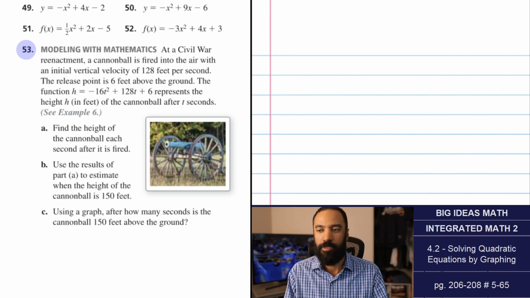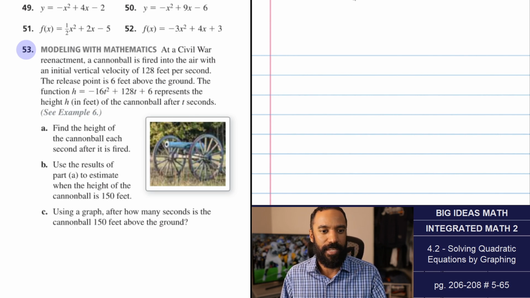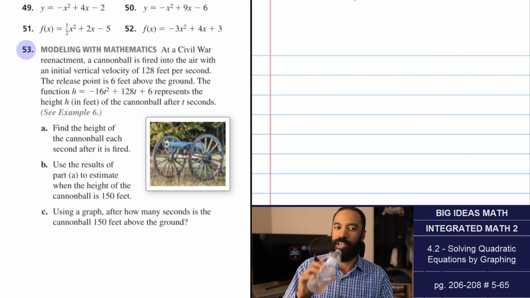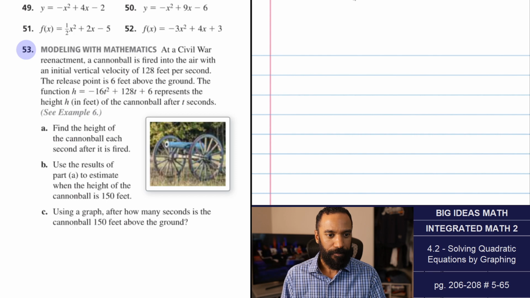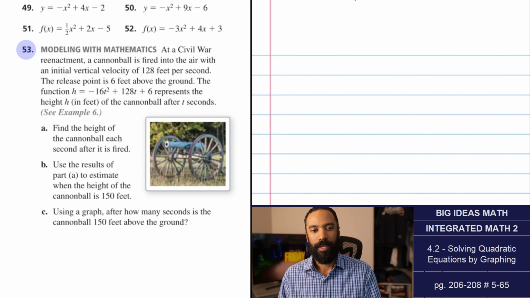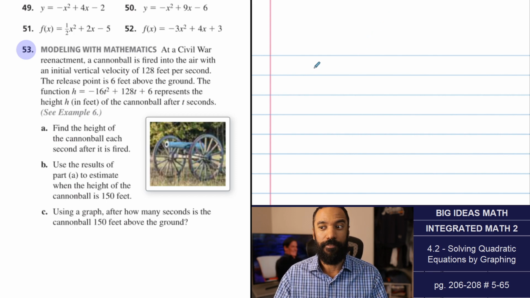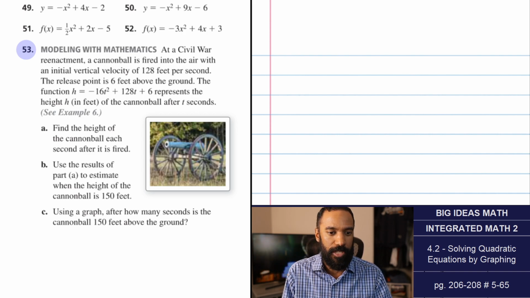3 parts. Modeling with mathematics. At a Civil War reenactment, a cannonball is fired into the air with an initial velocity. The function represents the height. Now, I talked about some of this stuff in the lecture regarding how the numbers come in, but you can see 6 feet above the ground is here, 120 feet per second here, and gravity is represented here.